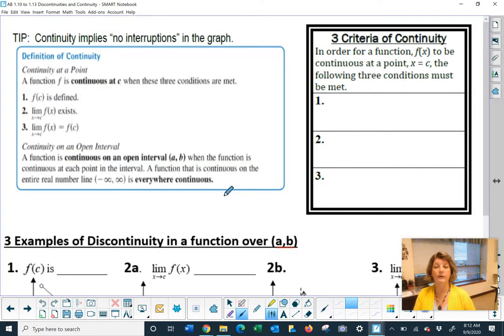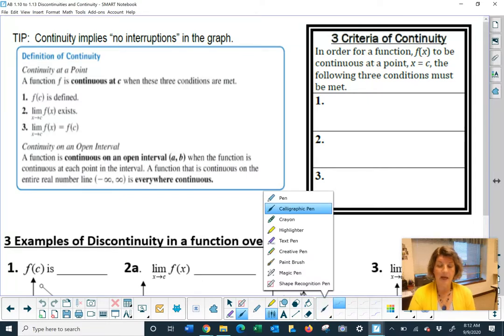So continuity implies that there's no interruptions in the graph, that I can smoothly trace the curve without having to pick up my pencil and hop up to another part of the graph. So how would you define that? It's easy to describe, but let's put it in mathematical terms to define it really carefully.